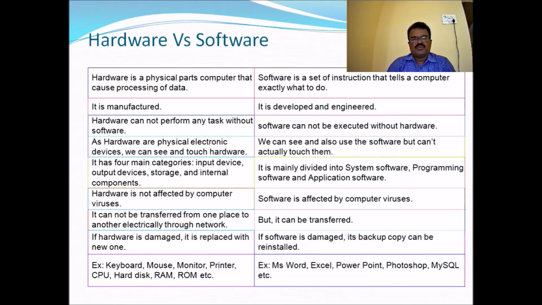Hardware has four main categories: input device, output device, storage, and internal components. Software is mainly divided into system software, programming software, and application software. Hardware is not affected by computer viruses. Software is affected by computer viruses.